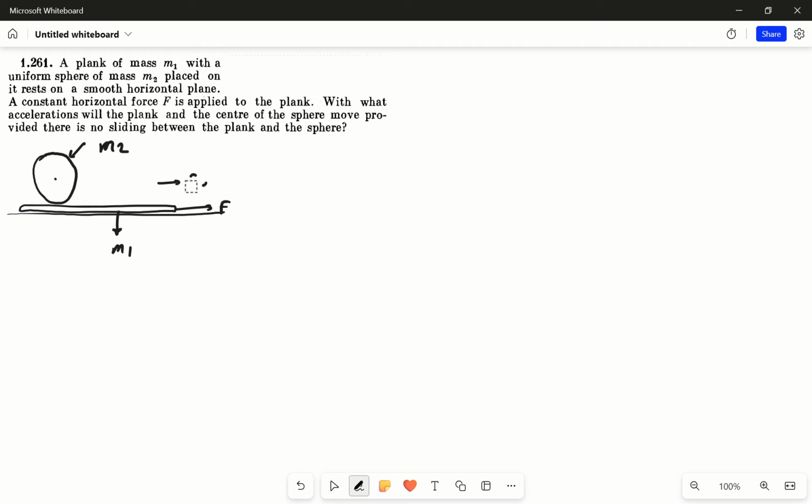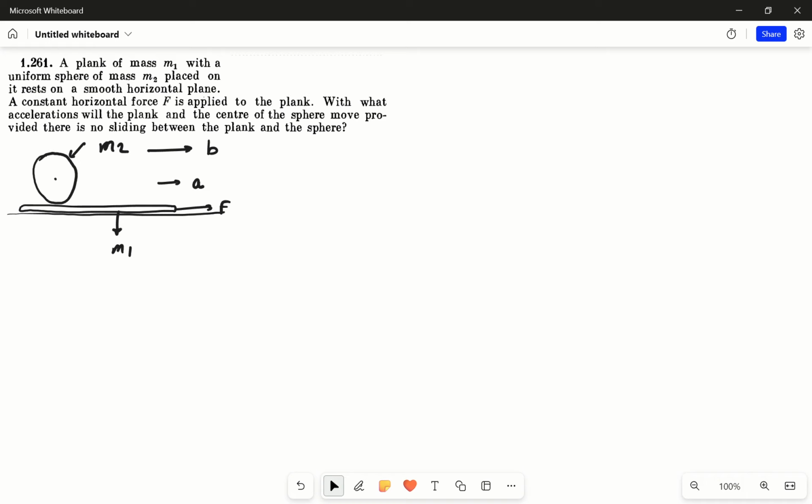This plank is moving with an acceleration a, and so the platform on which this sphere is resting has started moving, right? So this sphere would also have to move, otherwise there would be sliding between both of them. So automatically this sphere will also start moving with acceleration, let's say b. We are not sure if their accelerations would be the same or not, but we will derive it mathematically.